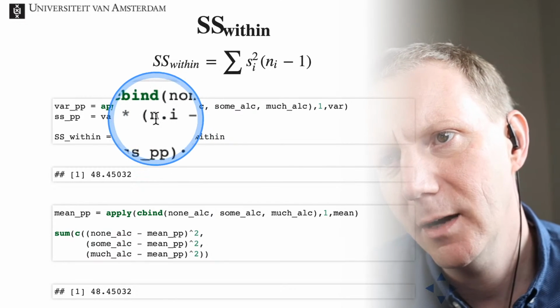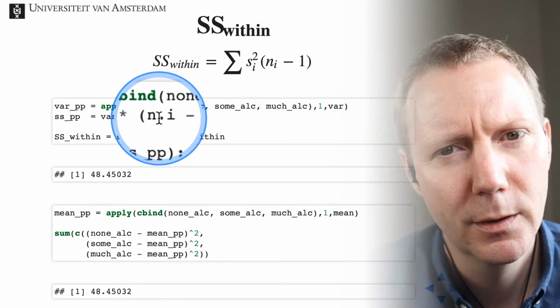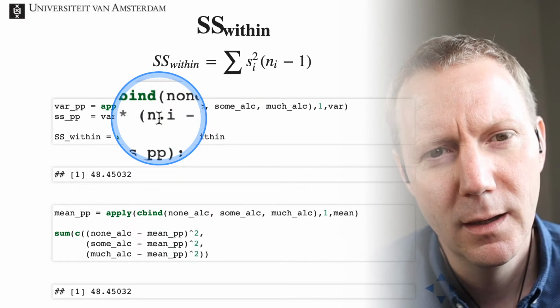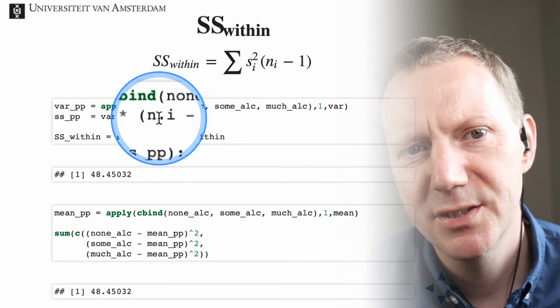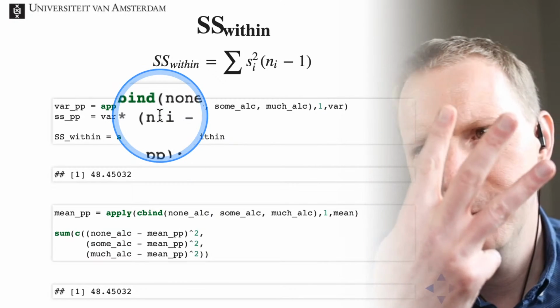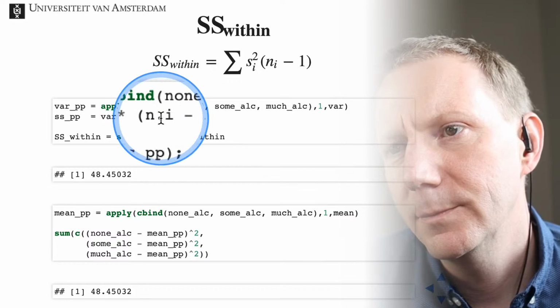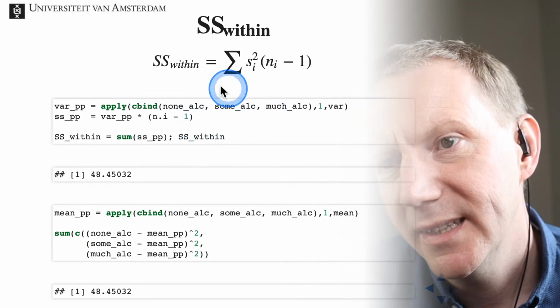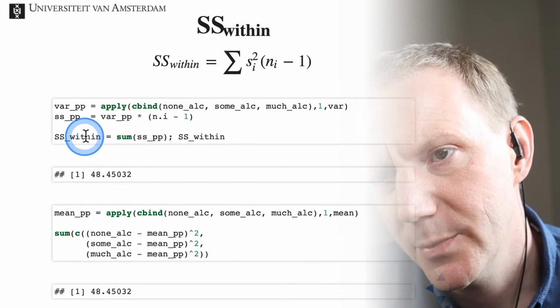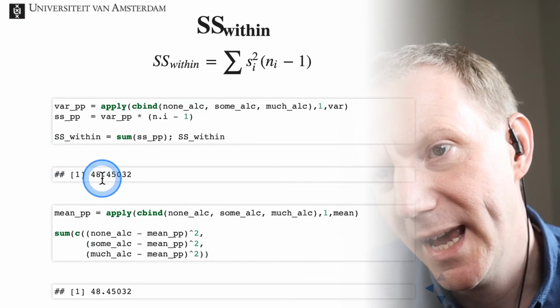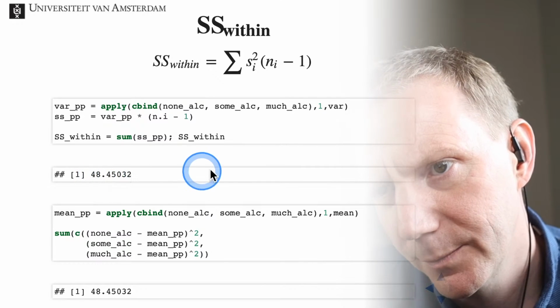So what is this n? What's this value? The number of measurements per person. Exactly, and that was in our case 3. So applying this gives us the sums of squares, which is 48.45.